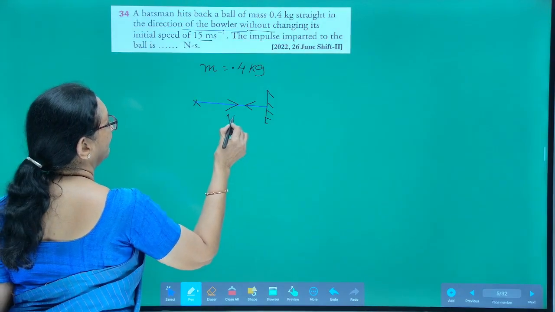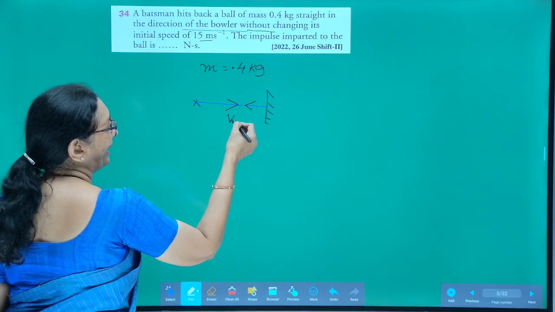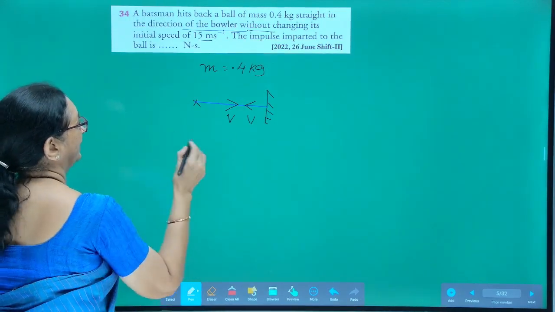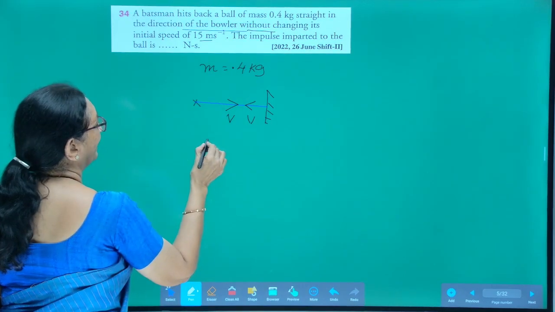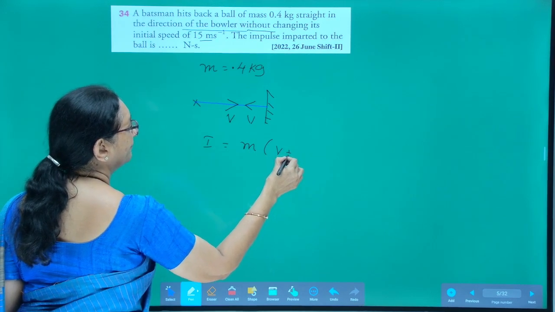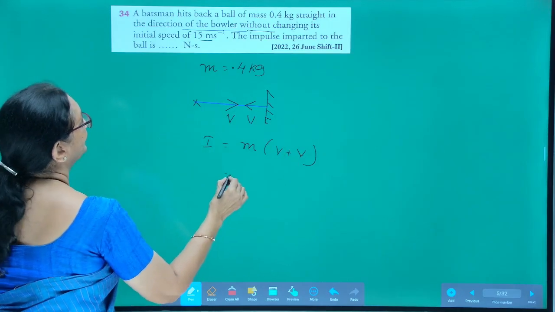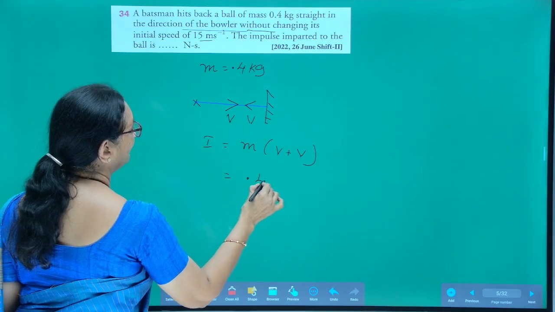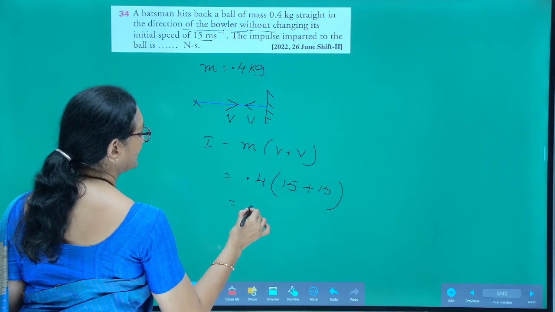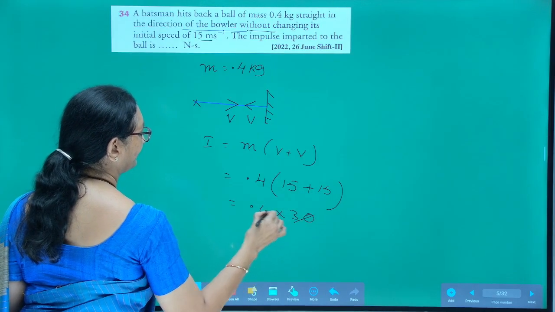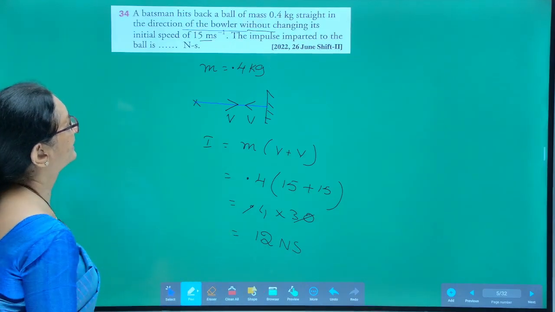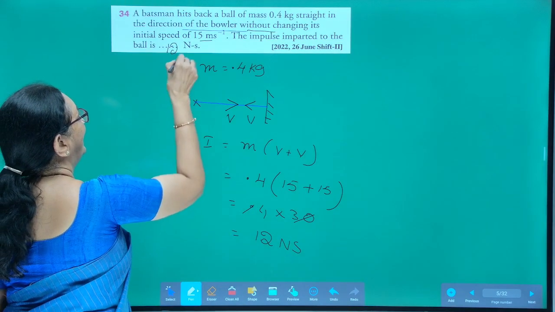So here the velocity with which the ball strikes the bat is v, and the velocity with which it is reflected back is also v. Impulse is nothing but change in momentum, m into v minus of minus v, because the direction is reversed here. Mass is 0.4, velocity is 15 plus 15, so it is 0.4 into 30. So impulse is 12 Newton second, which is the correct answer for that problem.